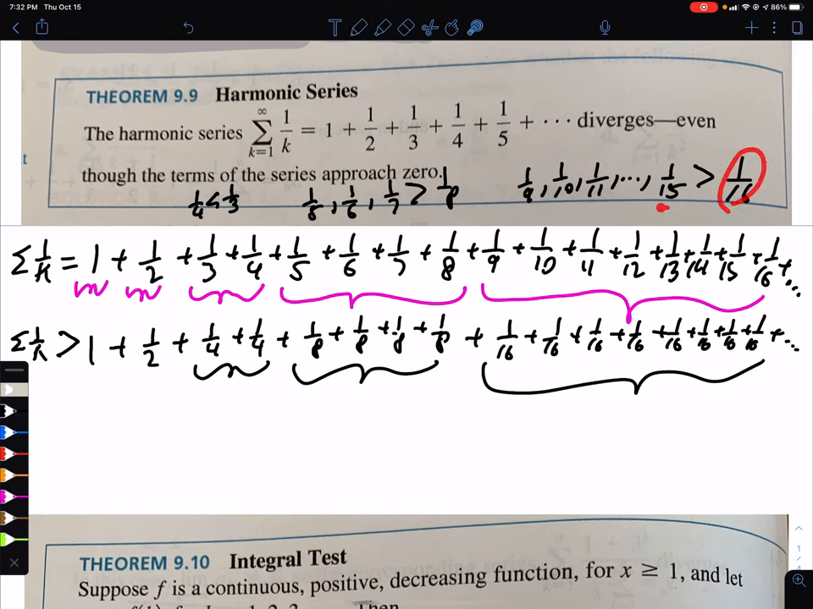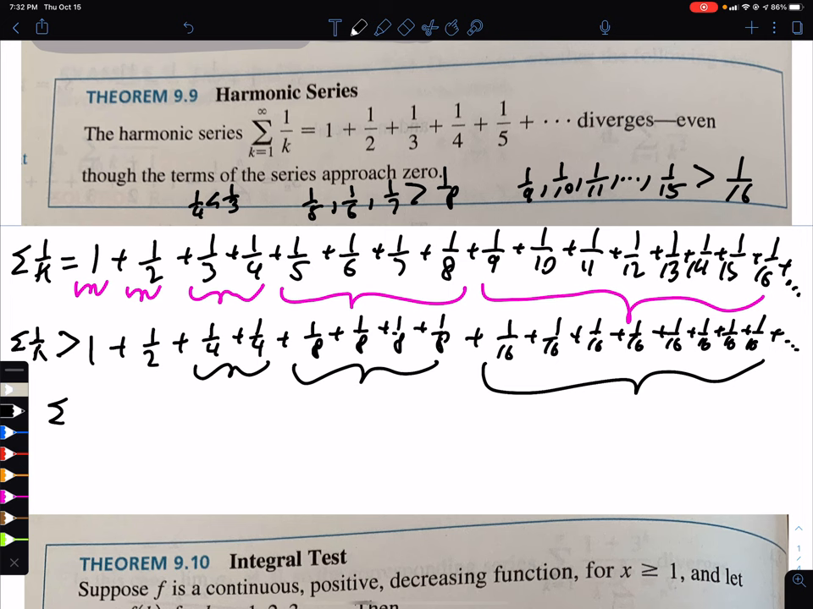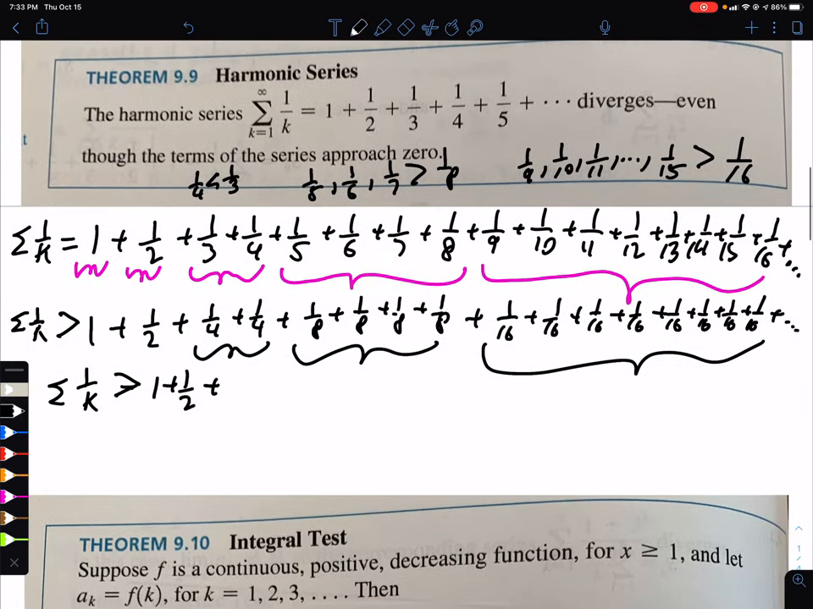Since 1/16 is smaller than all of these, we're doubly sure about that. And look what's happening with our series. We have 1, we have 1/2. If you add all these up, that equals 1/2. If you add all these up, that's 4/8, that equals 1/2. If you add all these up, that's 8/16, that's 1/2. And I claim if we keep on doing this forever, we add 1/2 forever.